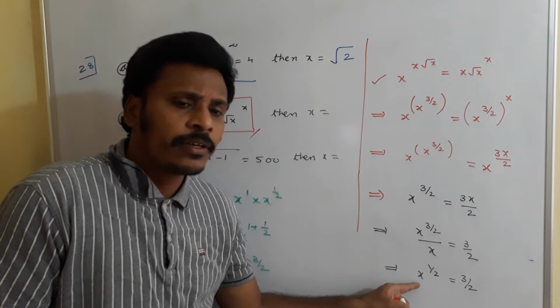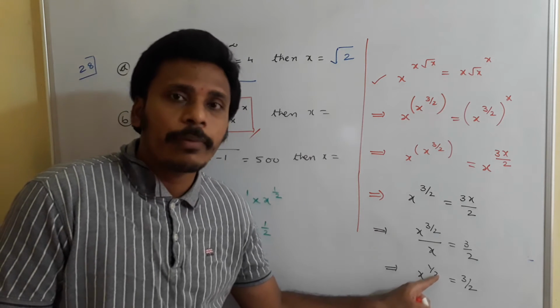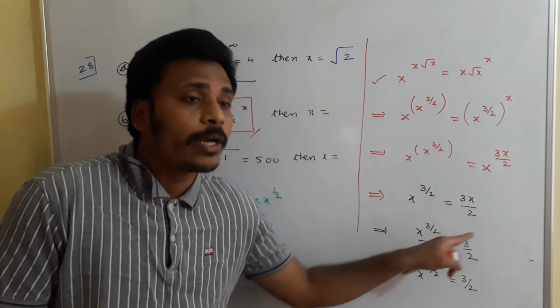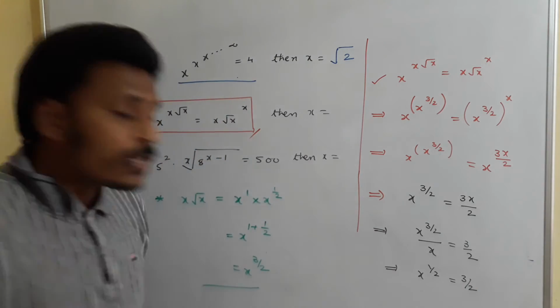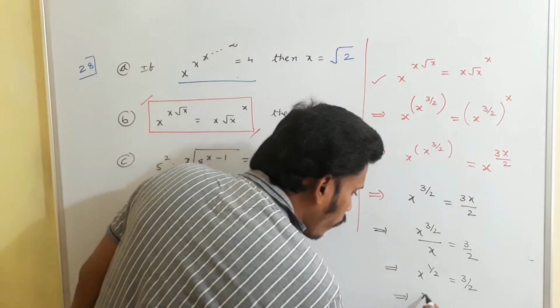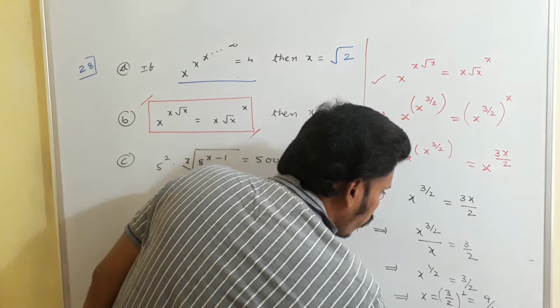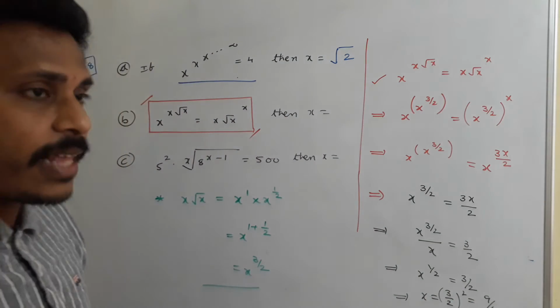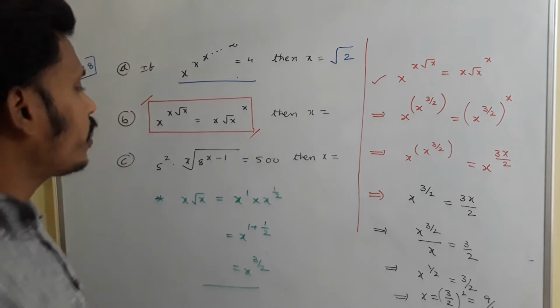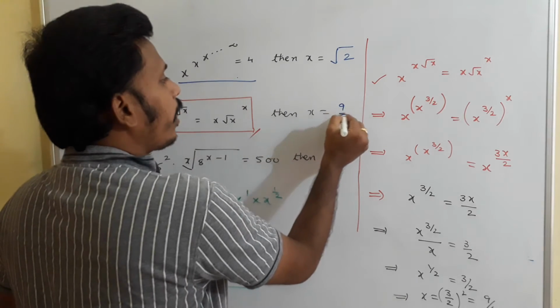We need x, right? So send this 1/2 to that side. If you send this 1/2 to that side, it will become a square. Since it becomes a square, the value of x is equal to (3/2) squared, which is equal to 9/4. At the end, our answer for this problem is 9/4.